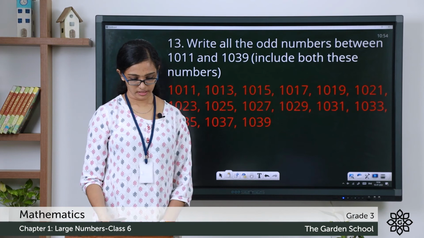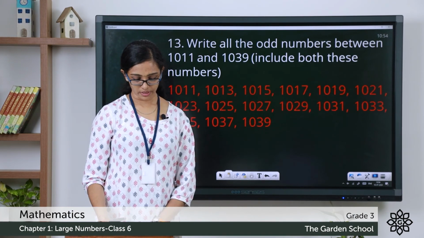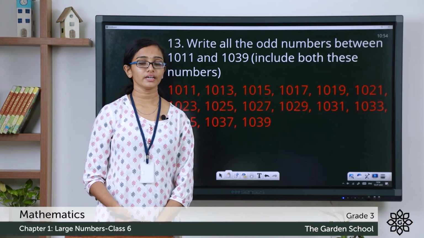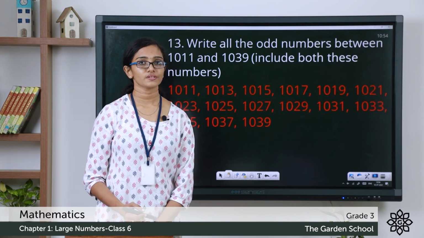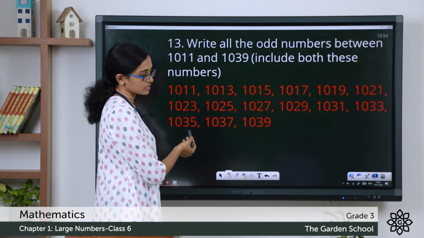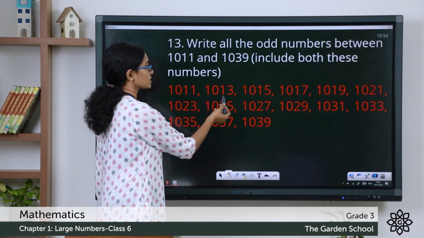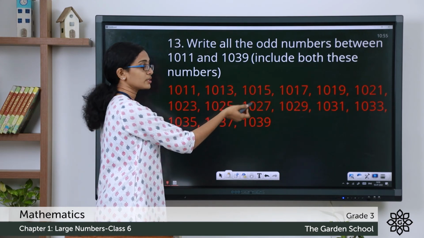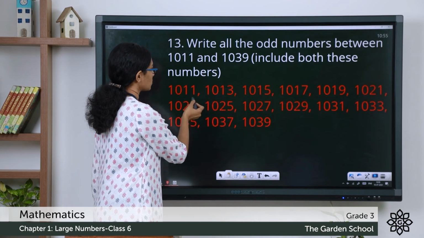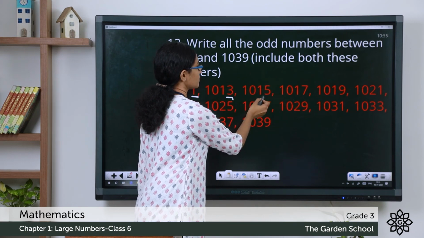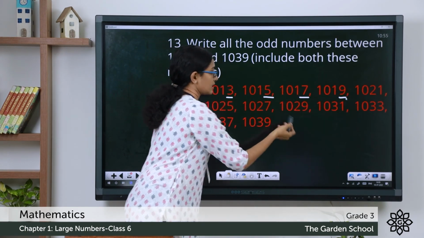Now the next question. Write all the odd numbers between 1011 and 1039. Include both these numbers. So odd numbers end in either 1, 3, 5, 7 or 9. So the odd numbers between these numbers are 1011, 1013, 1015, 1017 and so on. Again, you're adding 2 each time. So here notice the numbers end in the digit either 1, 3, 5, 7 or 9 and it repeats.